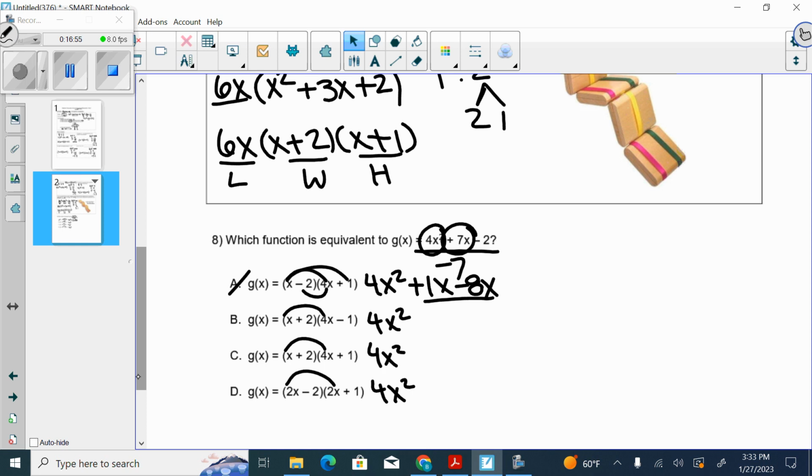Okay, next one. X times negative 1 is good. And 2 times 4x is good. All right, so here when I put them together, what's negative 1 plus 8? Okay, so that one works, right? So then the last thing we have to check is 2 times negative 1, and what's that? 2 times negative 1. Perfect. And does that match the one from the top? Okay, so that's our answer.